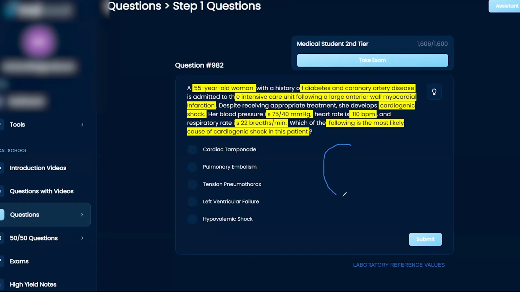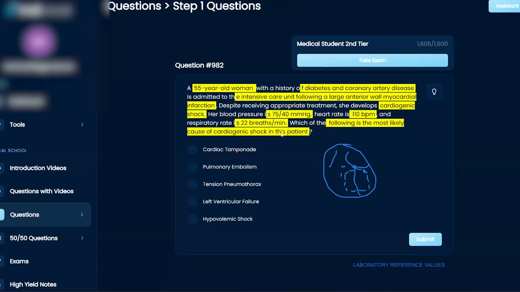The way I'm thinking about it is, I'm thinking about the heart here. You have your coronary arteries. If you have a large anterior myocardial infarction, that means this portion of the heart is probably dead. That's what I'm thinking in my head. Despite appropriate treatment, she develops cardiogenic shock. She's hypotensive, tachycardic, tachypneic, which makes sense. When you're in shock, you usually get these symptoms.